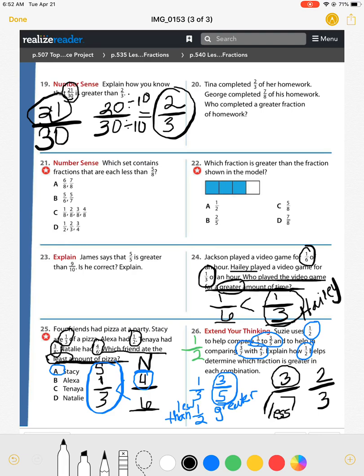Now let's look at our fraction 2/3. 2 is just 1 away from 3. So we only need one more third to make 1 whole. So 2/3, that's going to be closer to 1 whole. So we know this is going to be greater than.